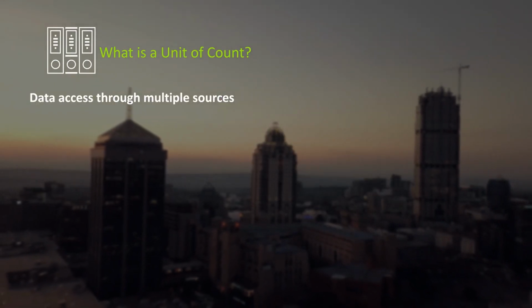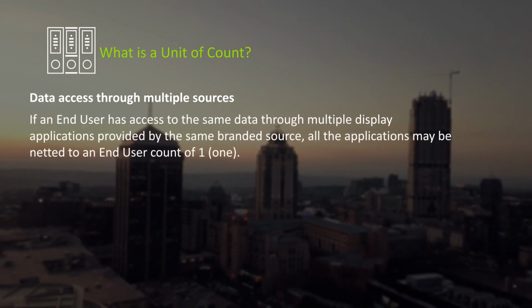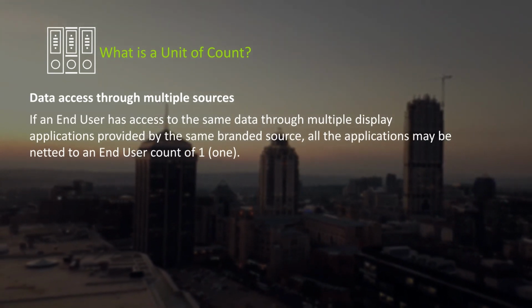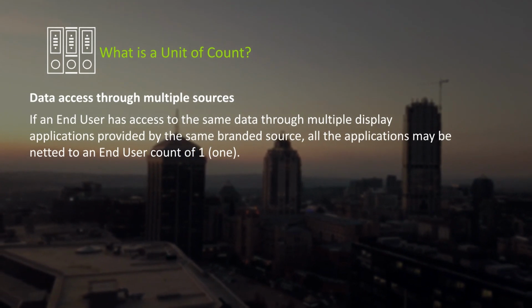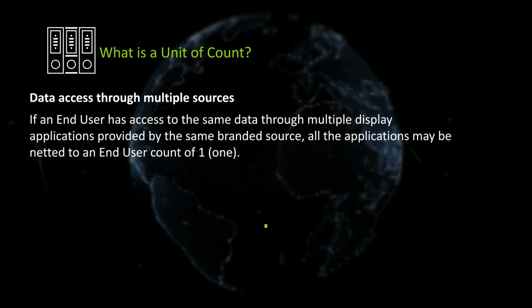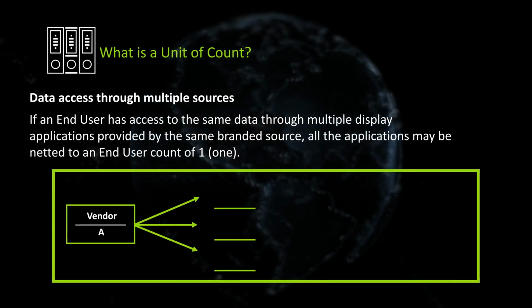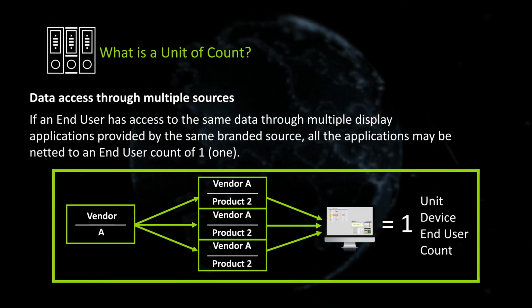Data access through multiple sources. If an end user has access to the same data through multiple display applications provided by the same branded source, all the applications may be netted to an end user count of 1. In this case, the user receives data from vendor A for 3 different products, and thus it is netted as 1.